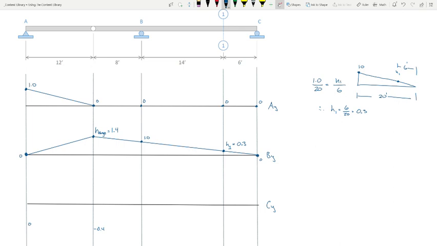This is 0. What about over here at the section cut? What's it got to be? I'm just labeling it down here just before I start drawing it. 0.7. And this one's got to be 1, right?